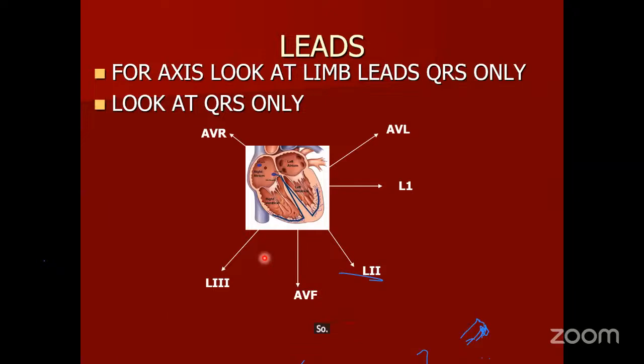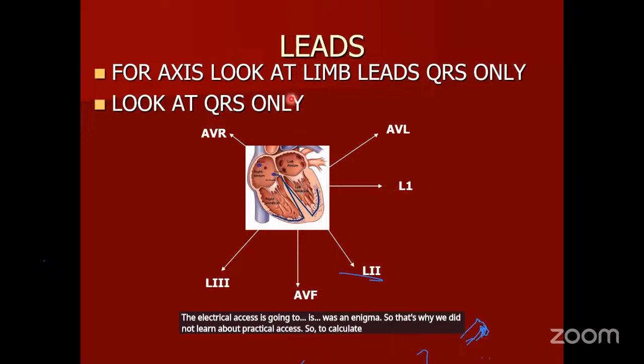For this, I am going to tell you certain rules. The axis is usually calculated in a very complicated way. That's why, for many of us, the electrical axis was an enigma, and we did not learn about ventricular axis. So to calculate electrical axis, look at the limb leads only.